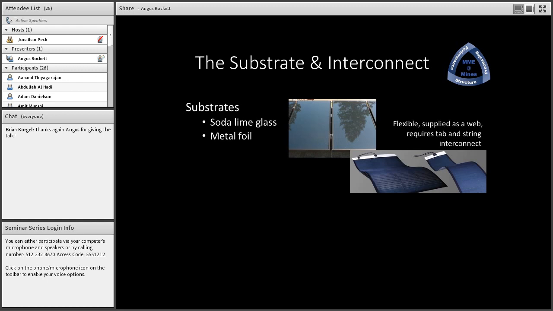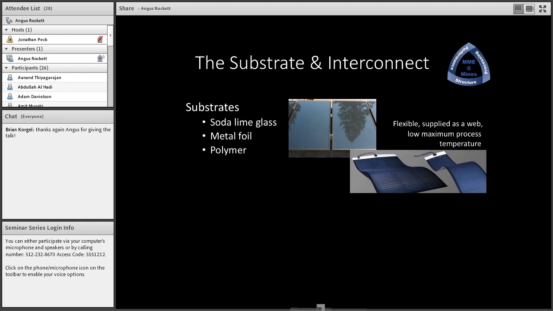They're supplied as a web, which means that you can do an inline web coating tool, which is attractive in terms of continuous processing and handling. But because the metal is conductive, it requires a different approach to interconnects that we'll talk about in a minute.